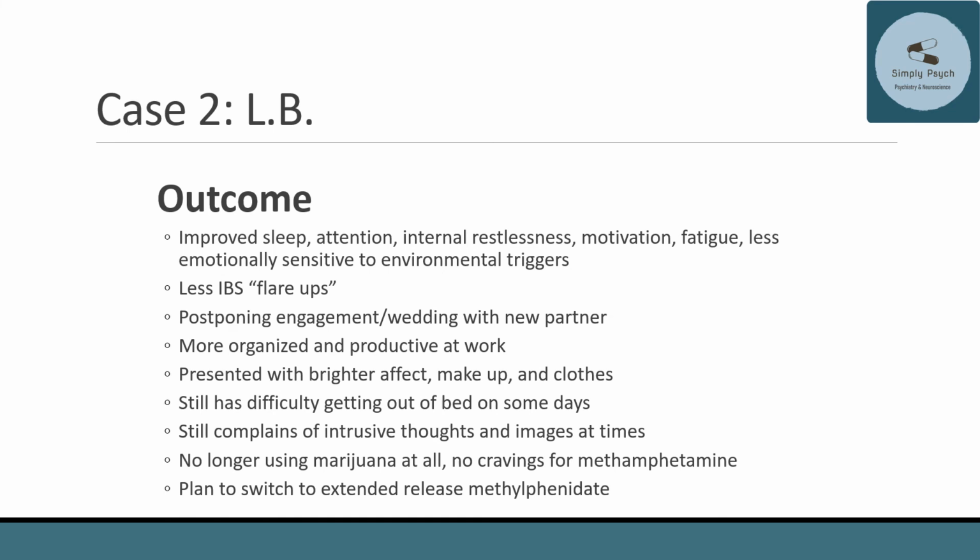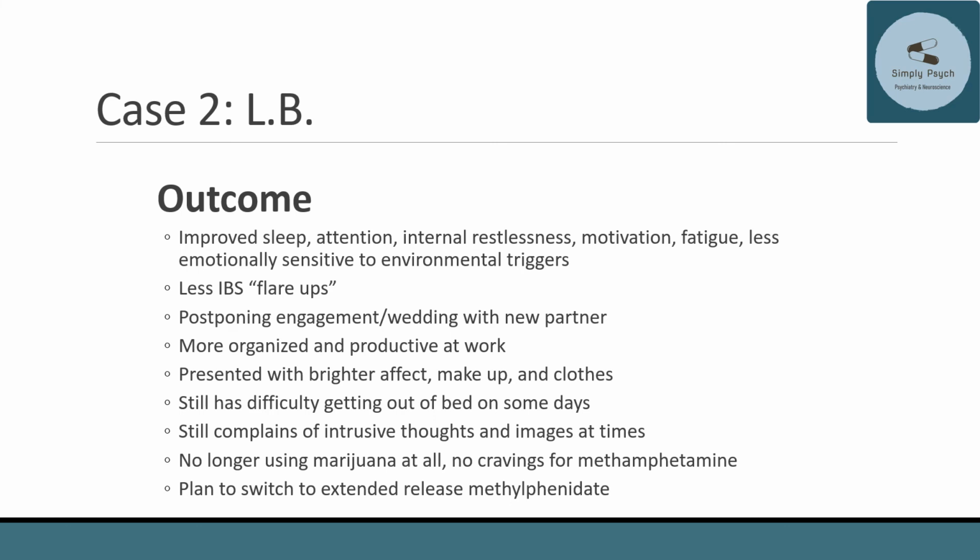In terms of her outcome, she reported significant improvement in sleep, significant improvement in her attention and internal restlessness. Her motivation was back. She had little fatigue. She was less emotionally sensitive to environmental triggers. She said that her IBS, or her irritable bowel syndrome, had really dampened, almost gone away. She had fewer flare-ups. She was much more organized and productive at work. She presented, God, it was incredible when she came back.